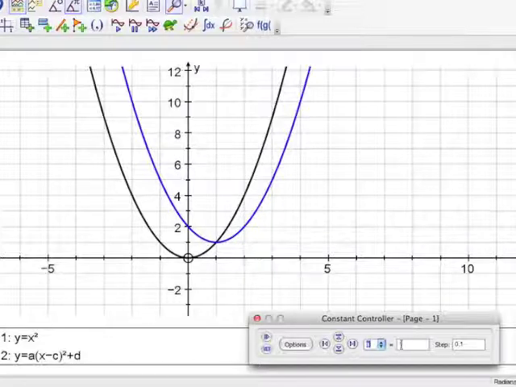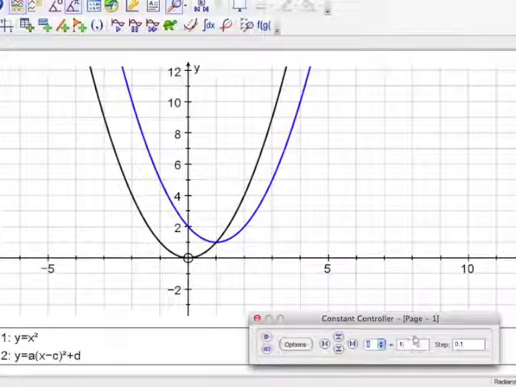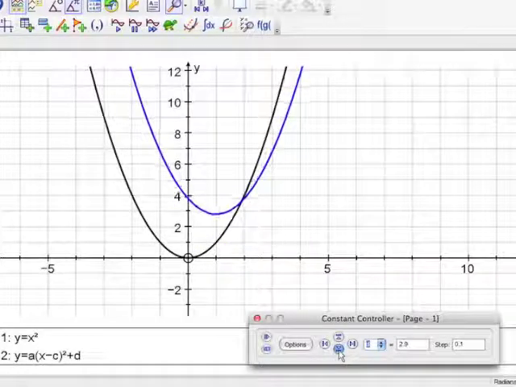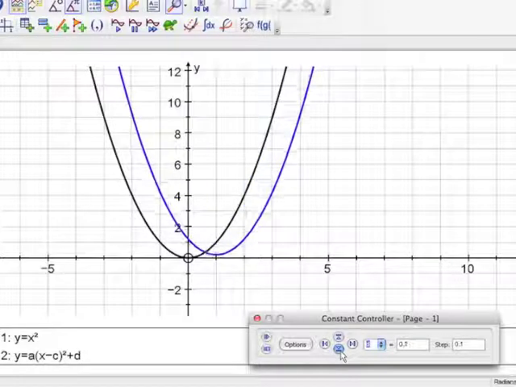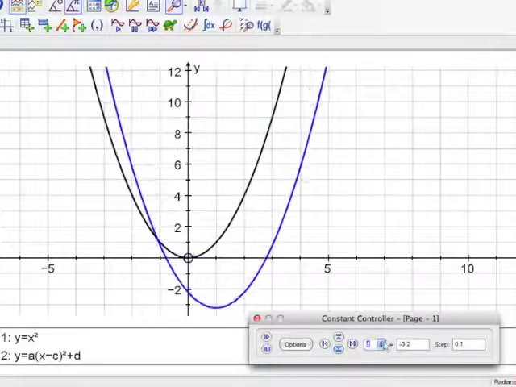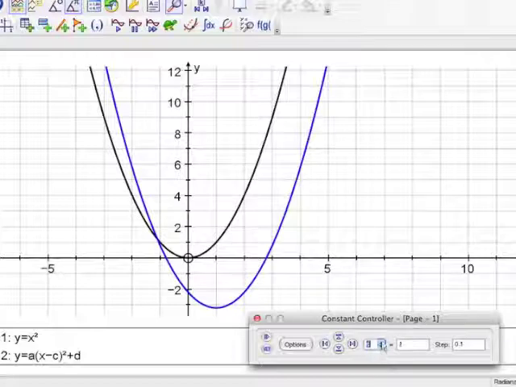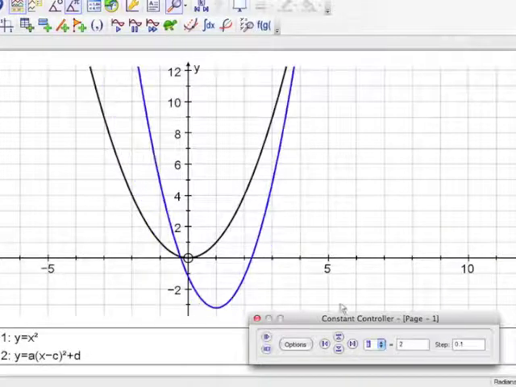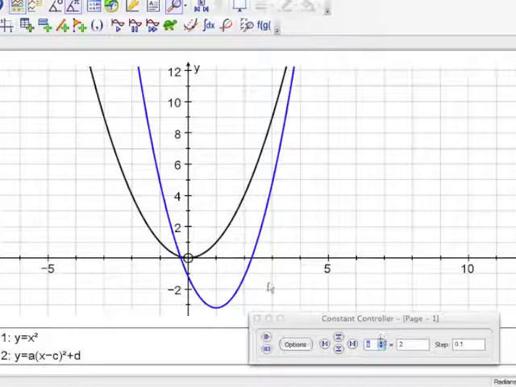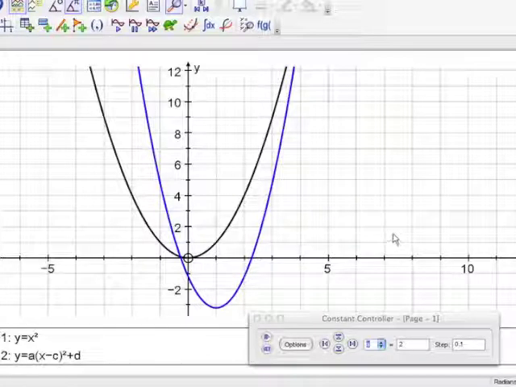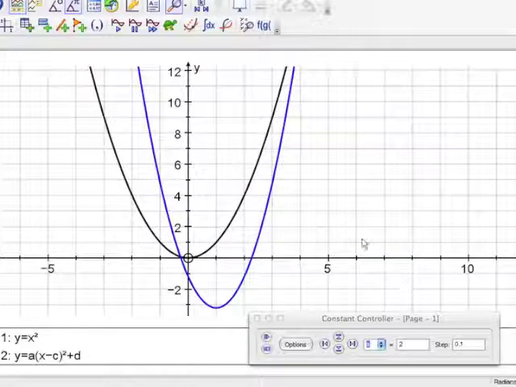But I can alter the values of these constants to see what happens. So I can change the value of d to 3, and I can adjust that value in steps of 0.1. Or I can change the value of c or the value of a. This is with a equal to 2, so you can see that vertical dilation. So Autograph is available for a free 30-day trial, and I would recommend downloading it so that you can explore without having to manually plot the graph every time.